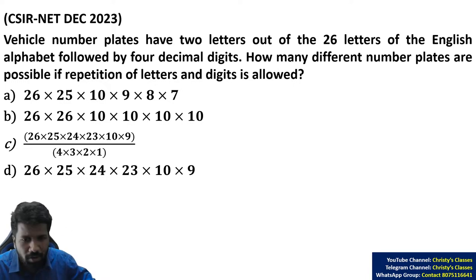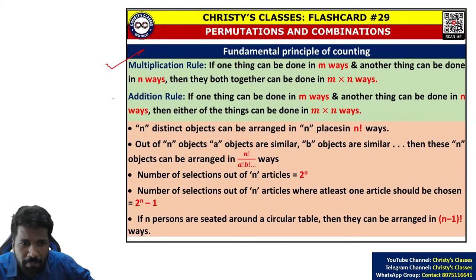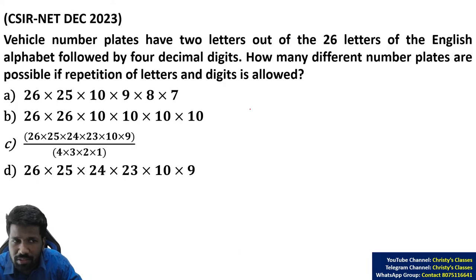Okay, most of you got an answer. So the basic permutation combination idea, or the fundamental principle of counting, the multiplication rule, is enough to finish this question. If one thing can be done in m ways and another thing in n ways, both the things together can be done in m into n ways.